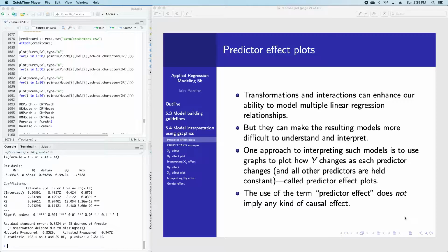One word of caution here is, although I call these predictor effect plots, that doesn't imply any kind of causal relationship. So just bear that in mind as we go through this presentation of predictor effect plots. They're modeling associations but not causal relationships.